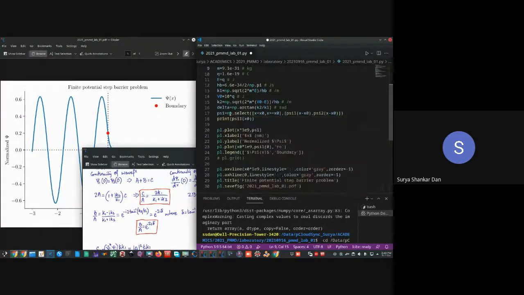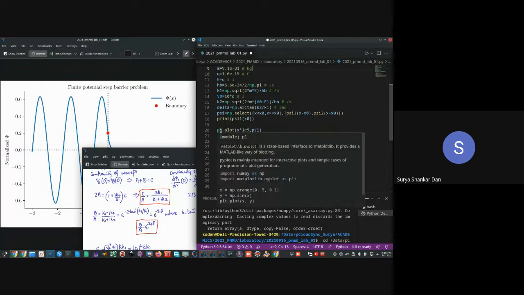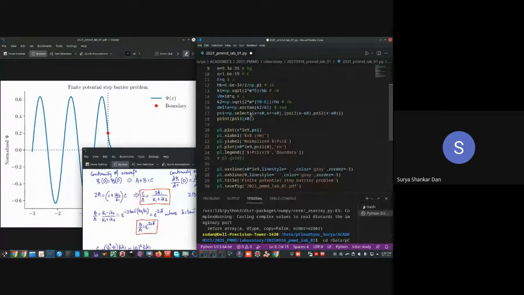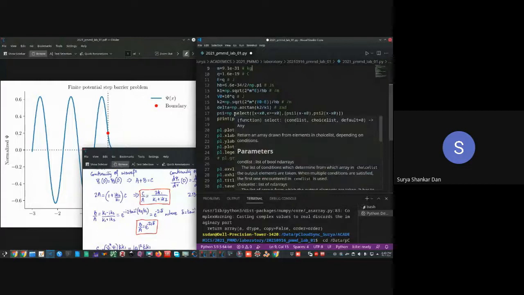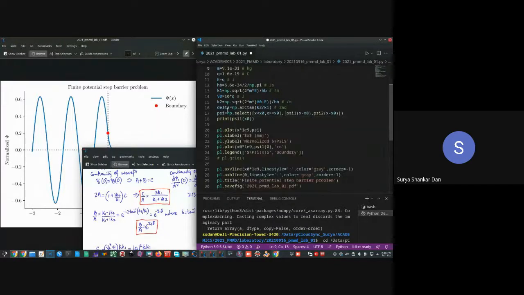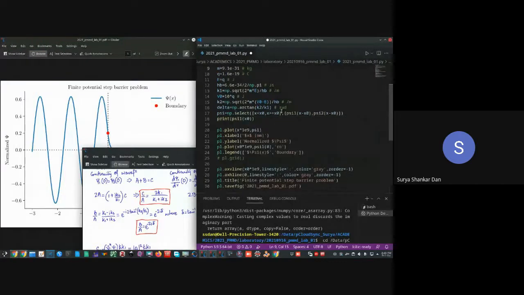Then you could have also used if then else. I have seen many of you have done that. But what I will recommend is that Python is a very versatile language. NumPy has a member function called select, which will automatically choose the particular function depending on the ranges.